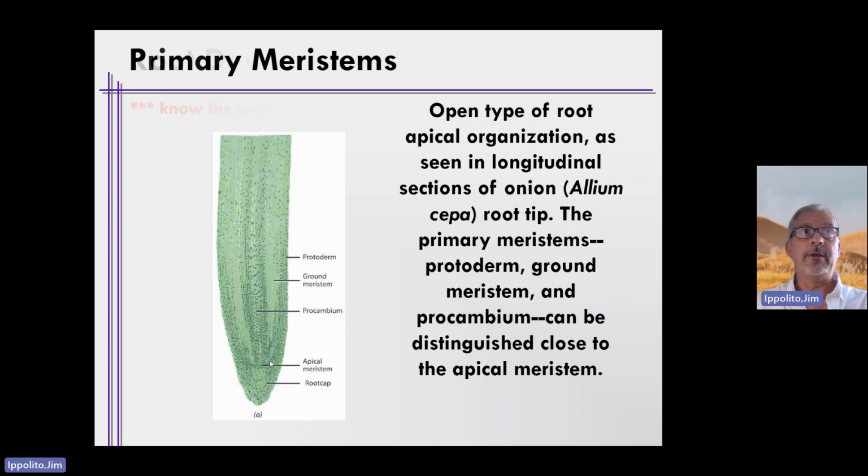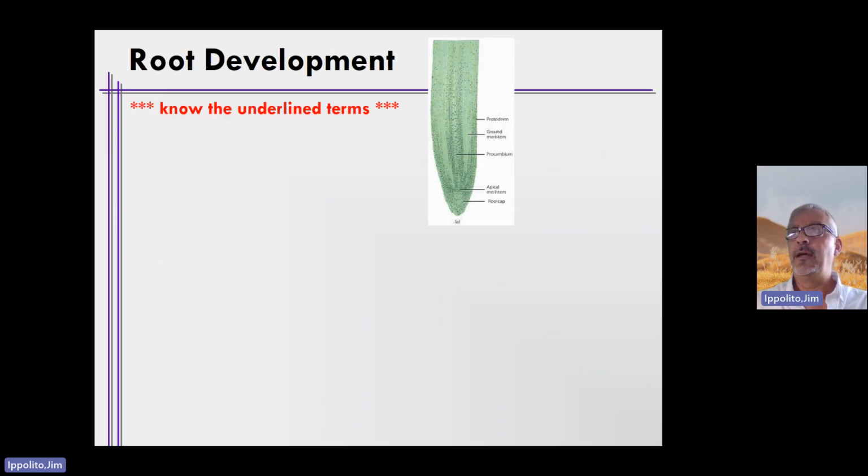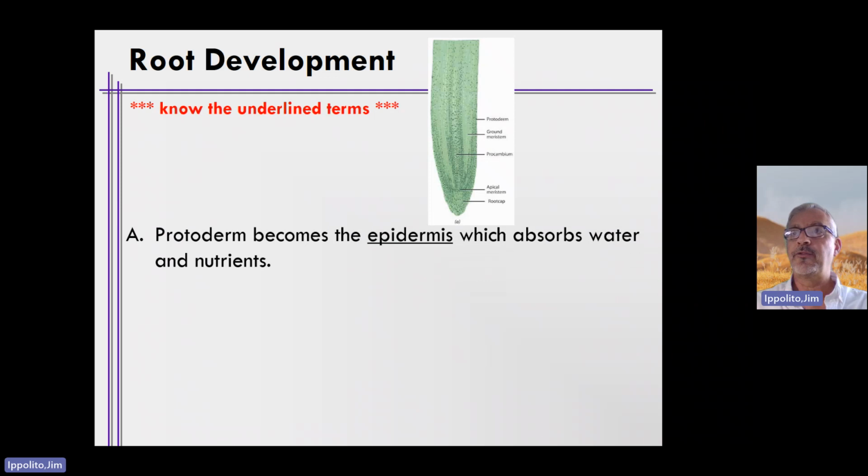And so let's talk about these. So you should have a good idea of the underlying terms on this slide. I mentioned this on the previous slide. The protoderm, when it grows and becomes the actual root, becomes the epidermis. And the epidermal cells turn into, on occasion, root hairs, which are used for absorbing water and nutrients. This occurs in epidermal cells. And the protoderm is the precursor to epidermis cells.